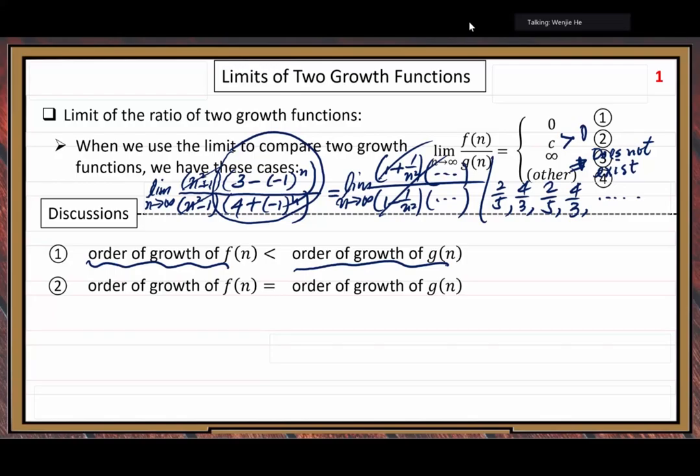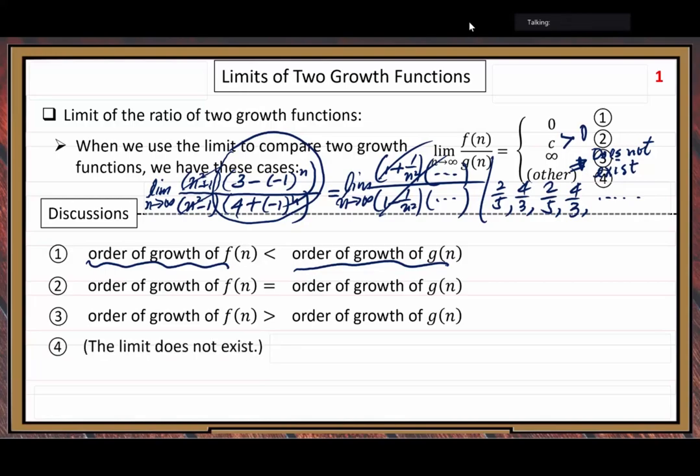Then number 3, just the opposite of case 1. That's like a flip. So the order of growth of the f function is greater than the order of growth of the g function. Case 4, unknown. In case 4, the limit does not exist.